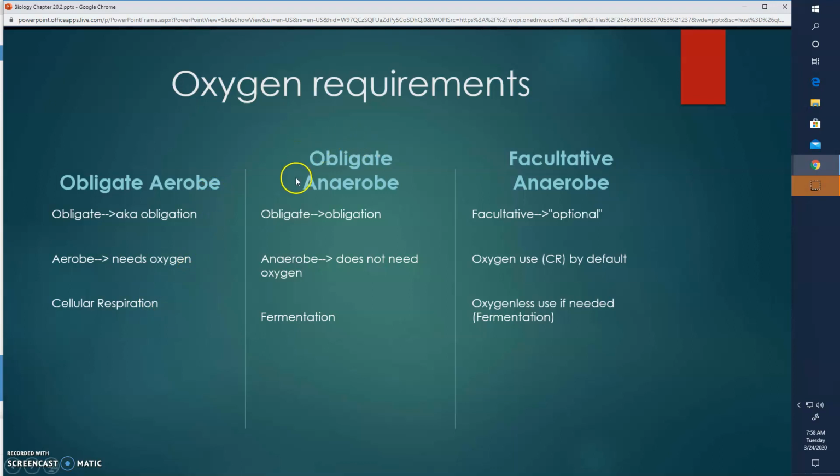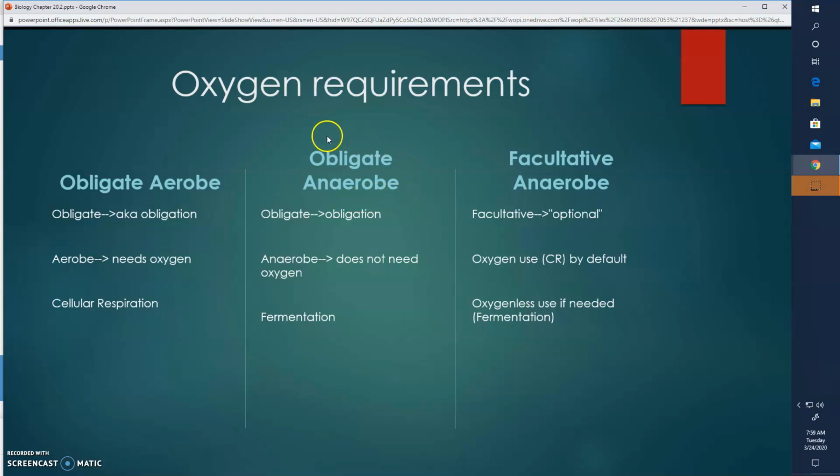Then we have the obligate anaerobes, and they are, again, an obligate requirement. And these do not need oxygen. So oxygen will actually kill these. They're going to go through fermentation. Tetanus is a bacteria that is an obligate anaerobe. And we'll get to more details about tetanus a different day, but oxygen will kill it.